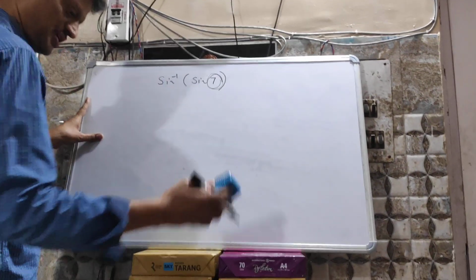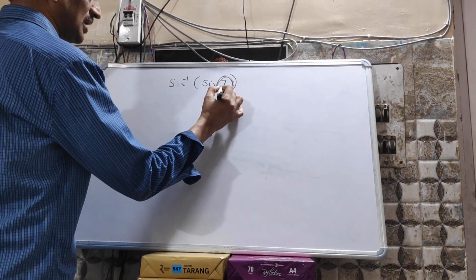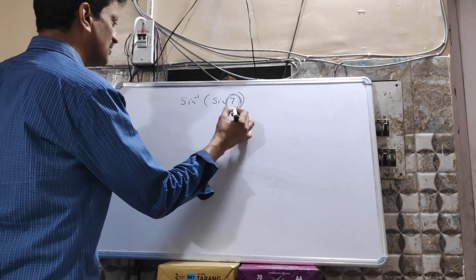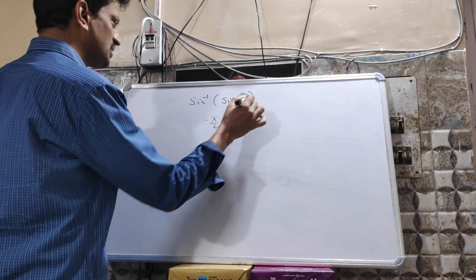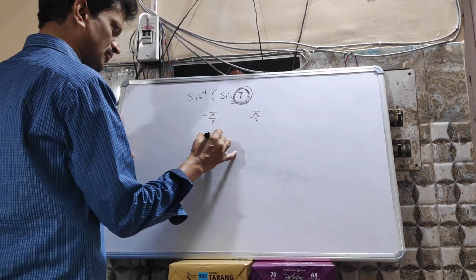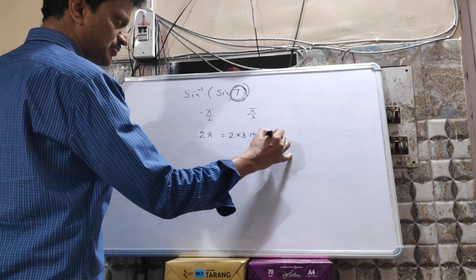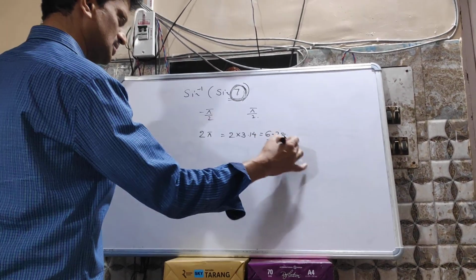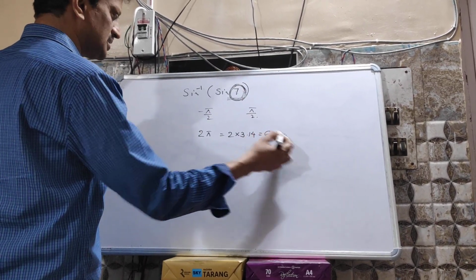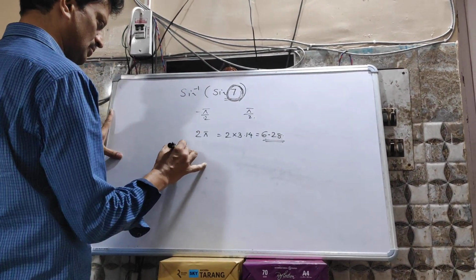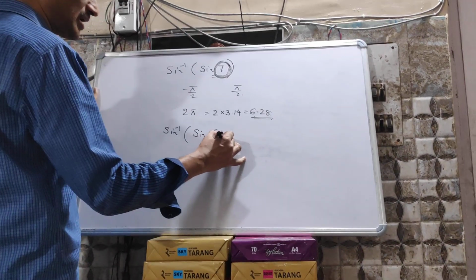Using the graph you can directly write like this, or theoretically, without the graph, you need to adjust this value so that the resulting value lies in the region minus pi by 2 to pi by 2. So I am taking its nearest value. Suppose I take 2 pi, the value of pi is 3.14, so 2 pi is 6.28. Yes, 7 minus 2 pi is definitely lying between minus pi by 2 and pi by 2. So I am writing sin inverse of sin of 7 minus 2 pi.